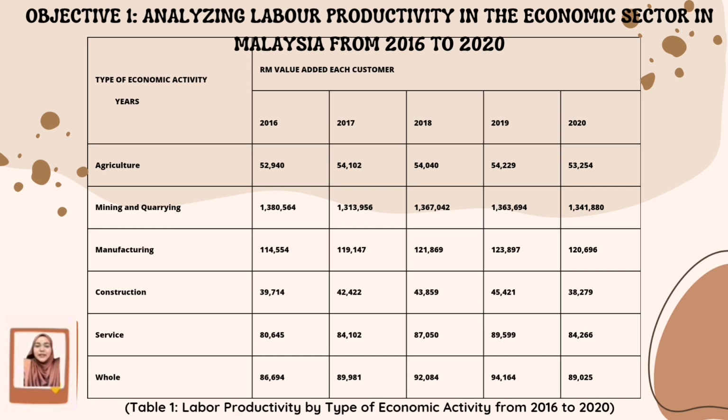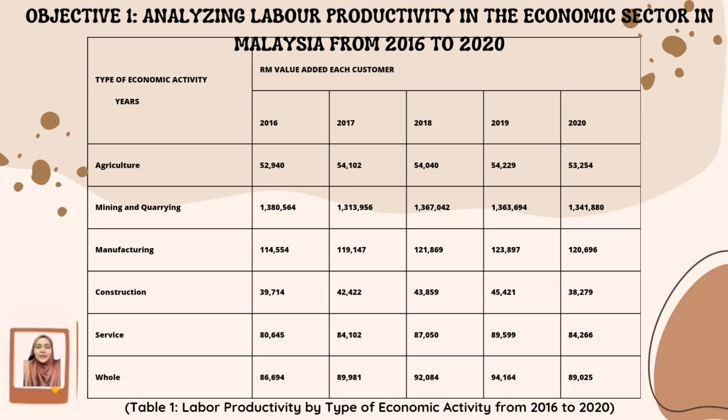In the manufacturing sector, the total value added per employee in 2016 and 2017 was recorded as RM114,554 and RM119,147 respectively, which shows a slight increase in the following year. In 2018, the added value of each labourer in the manufacturing sector was as much as RM121,869. This showed that there was also an increase in 2018.